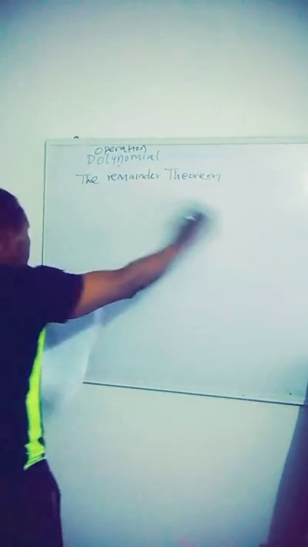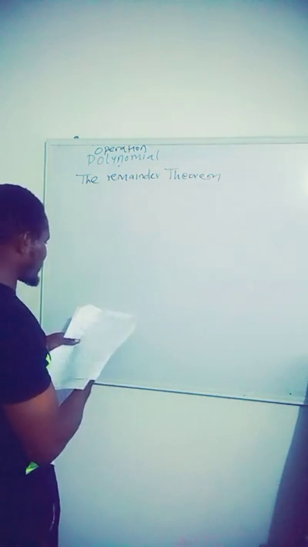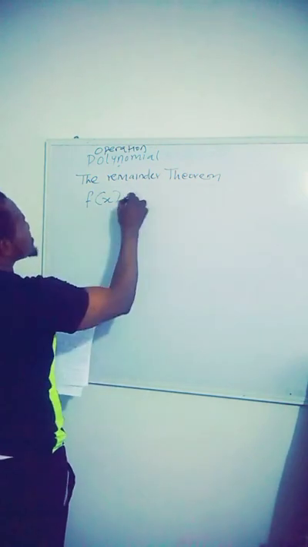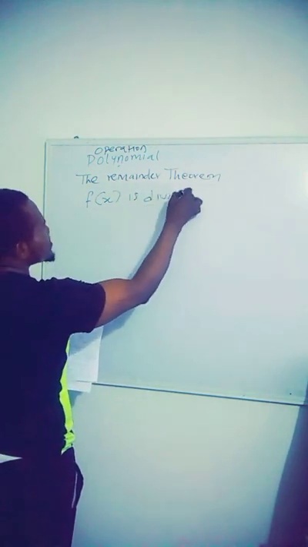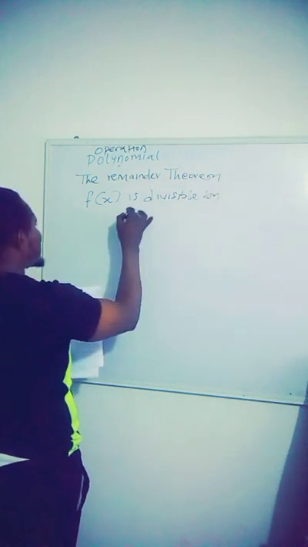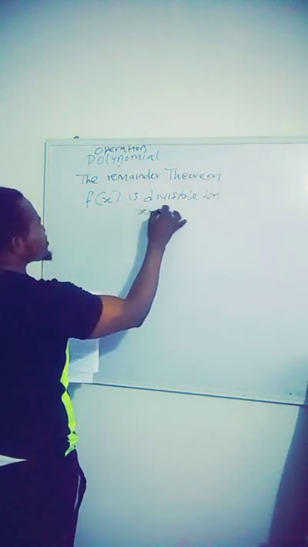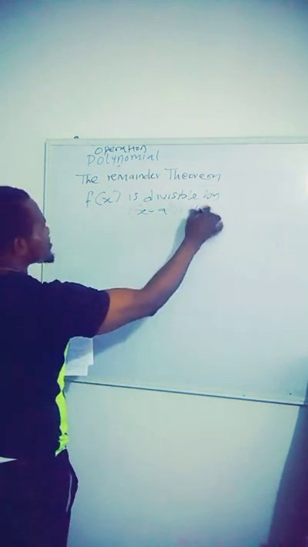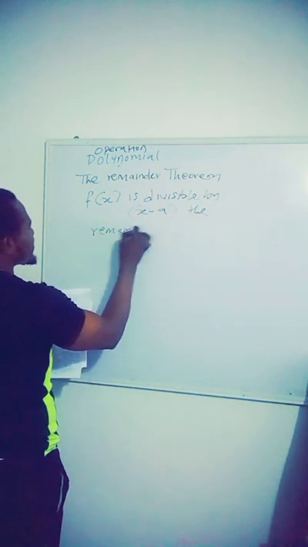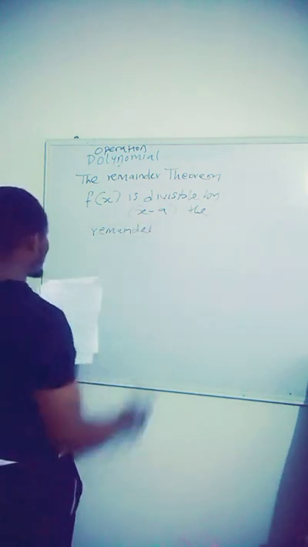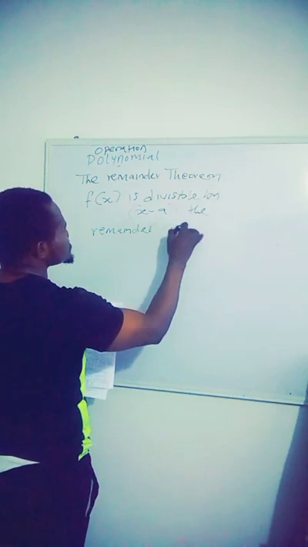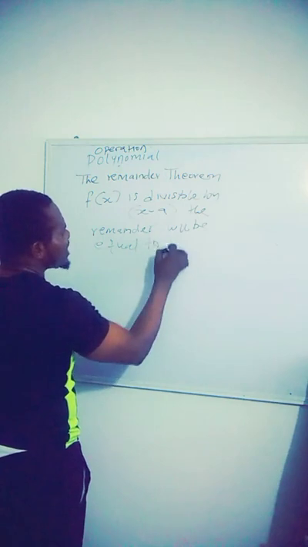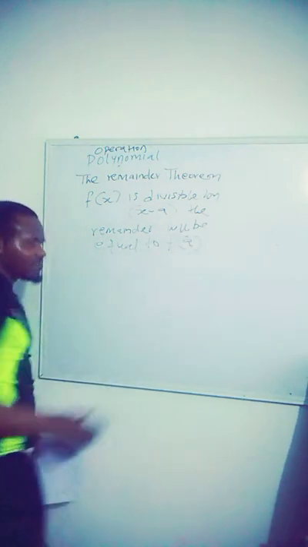So now, the remainder theorem, what is it saying? This is saying that if you are having f of x divisible by x minus a, then we are saying that the remainder will be equals to f of a. This is what the remainder will be.